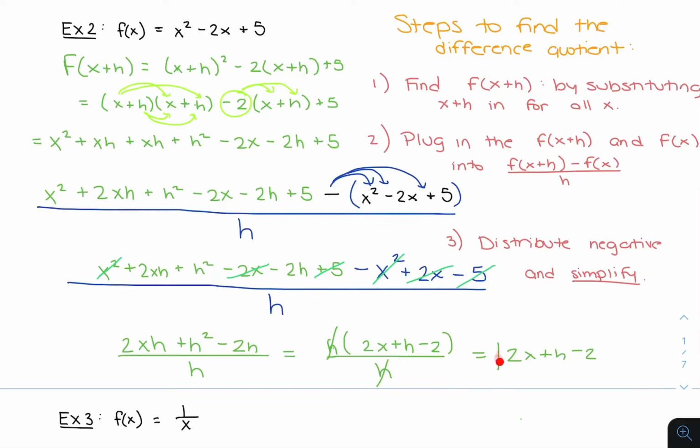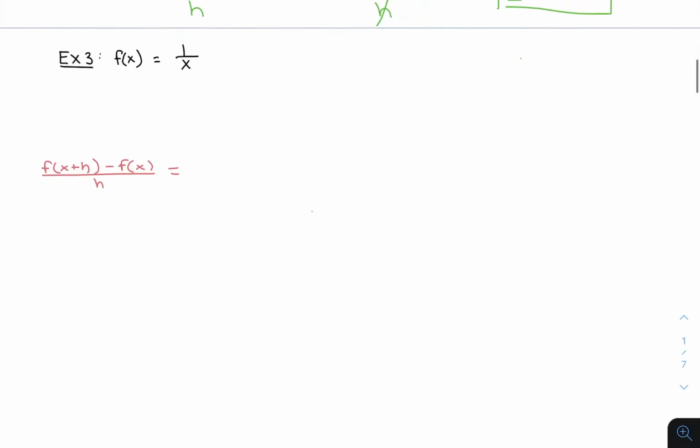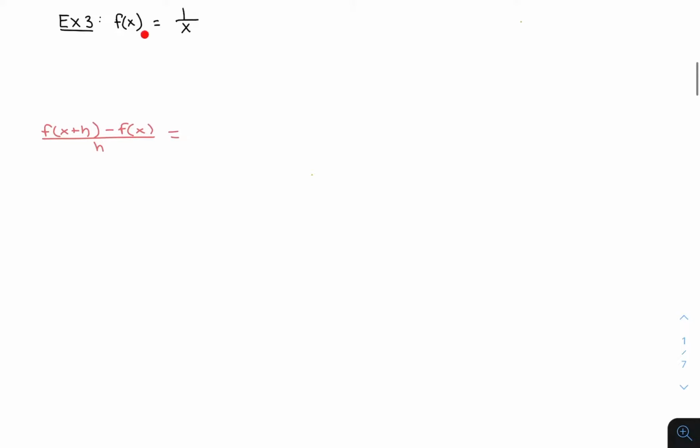This is as far as we can simplify, so this is our final answer. Let's try one more. If we have f of x equal to 1 over x, we again first have to find what our f of x plus h is. So if we compute f of x plus h, remember all we have to do is again substitute x plus h wherever we see an x.